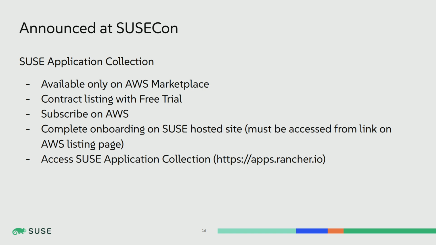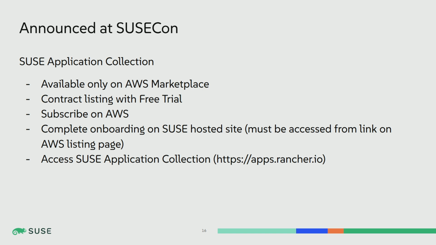And then once that is completed, you access the SUSE application collection, which runs on apps.rancher.io. And that's pretty much it. Through this process, you get an account in the SUSE Customer Center. And then if you have issues with any of the containers that come through the application collection, you log into the SUSE Customer Center, you can file a support ticket there. And that's pretty much it. So it's pretty easy. Yeah.